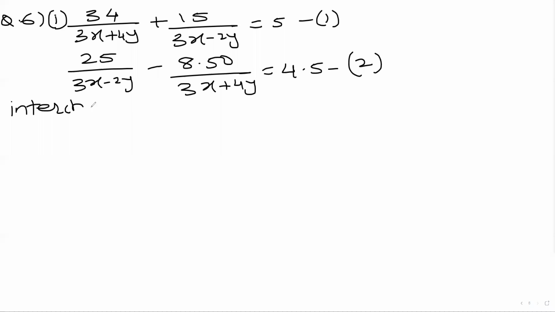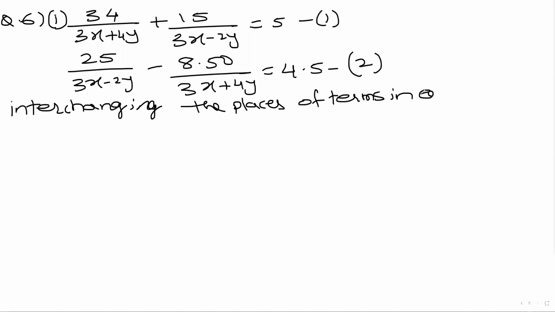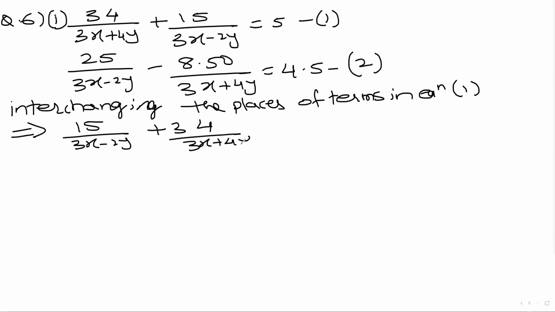Interchanging the places of terms in equation 1, what do you get? 15 upon 3x minus 2y plus 34 upon 3x plus 4y is equal to 5. Nothing changes, the only thing that changes is the place. This is still equation 1.